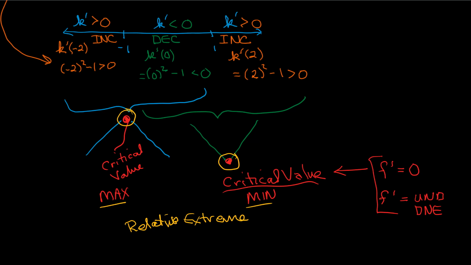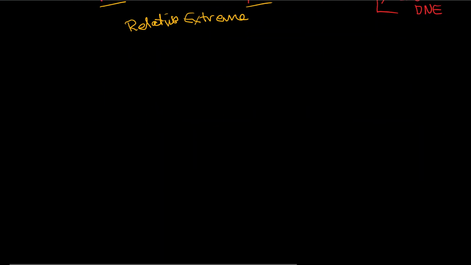Let's take a look at a couple of further examples. Let's consider something like the following. Let's say we have f of x is equal to 4x cubed minus 9x squared minus 30x plus 25. Okay, so we have this polynomial.